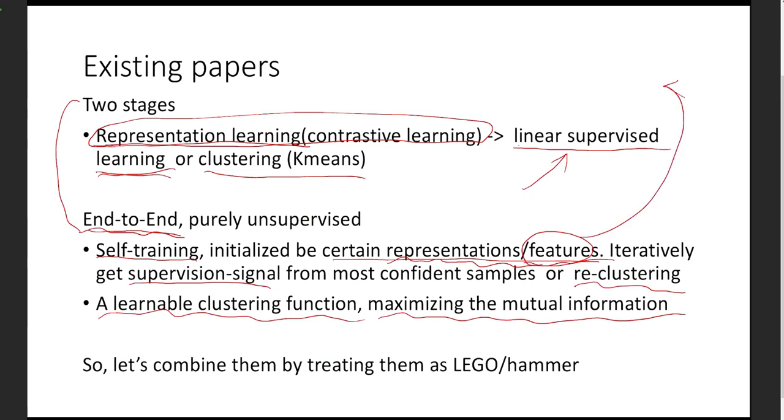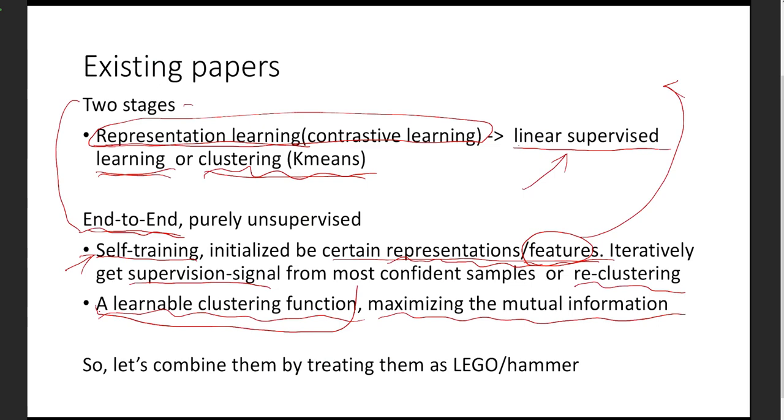So we extract it, and then for the two-stage method, they use linear supervised learning. We won't use it because we don't use any labels here. And the clustering is a fixed clustering, so it's not good enough. Then the authors adopt a learnable clustering function. And the self-training, they can also use as an additional, extra improvement.